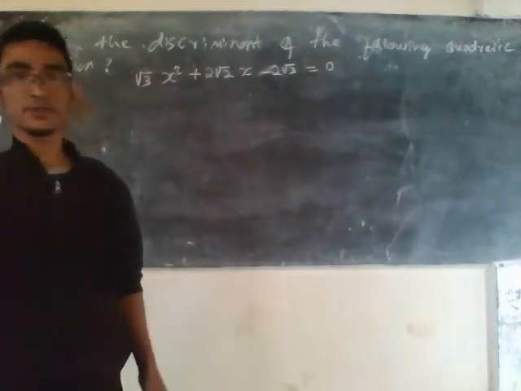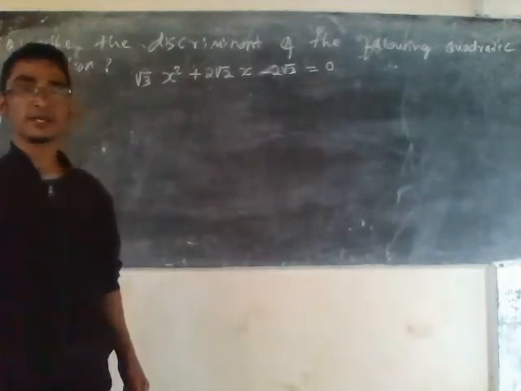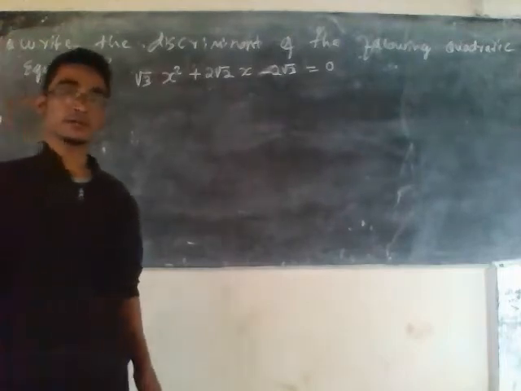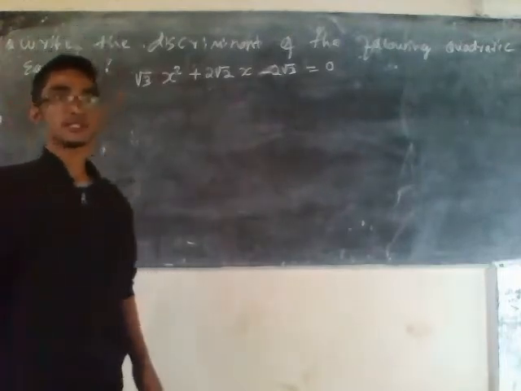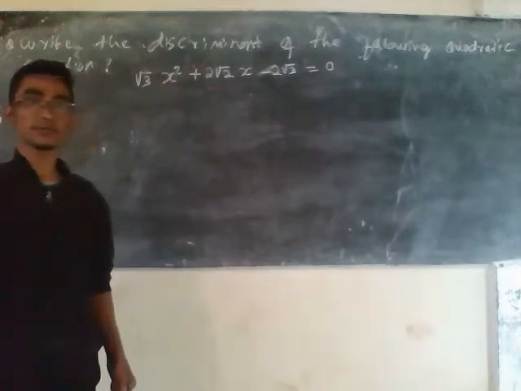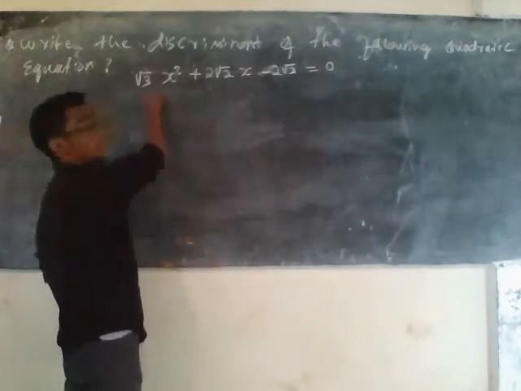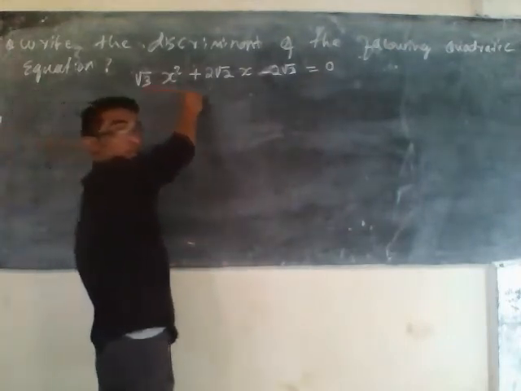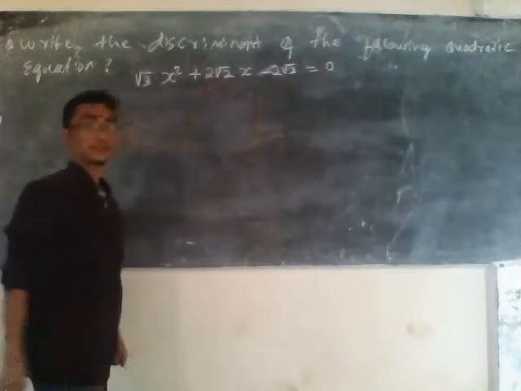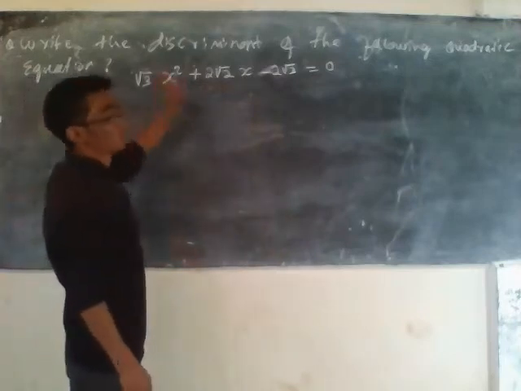Today we will solve a problem on the discriminant of a quadratic equation. Theoretically, find the discriminant of the following quadratic equation: root 3 x square plus 2 root 2 x minus 2 root 3.